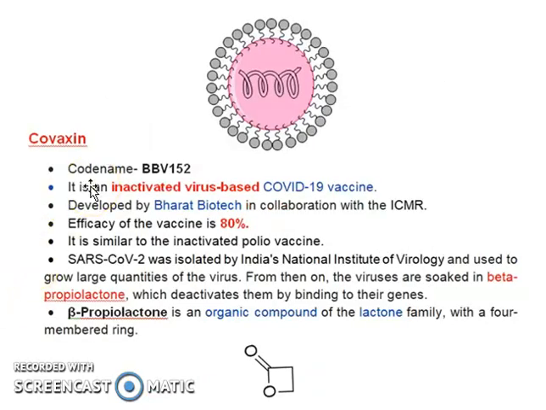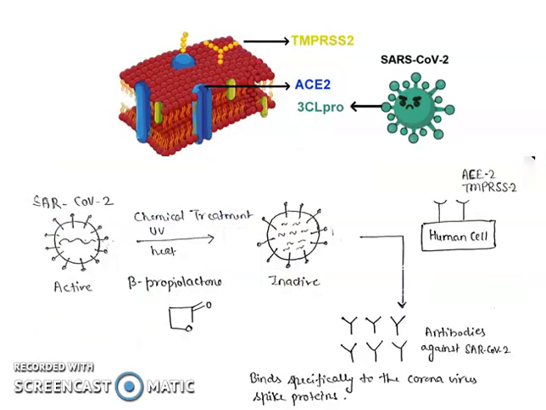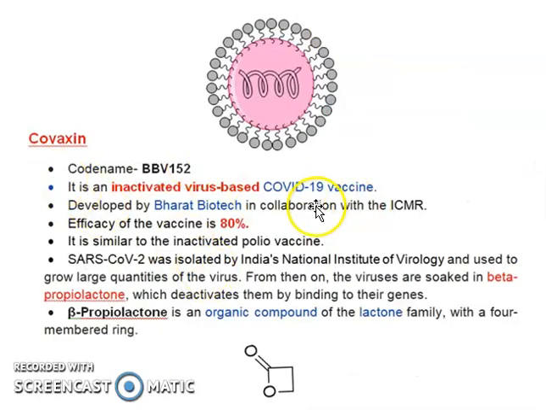So the first vaccine is Covaxin. The code name for Covaxin is BBV152. It is an inactivated form of the virus. As I showed you earlier, we have taken the virus and inactivated it by some treatment such that it won't be able to multiply itself in our body. So that way Covaxin works.